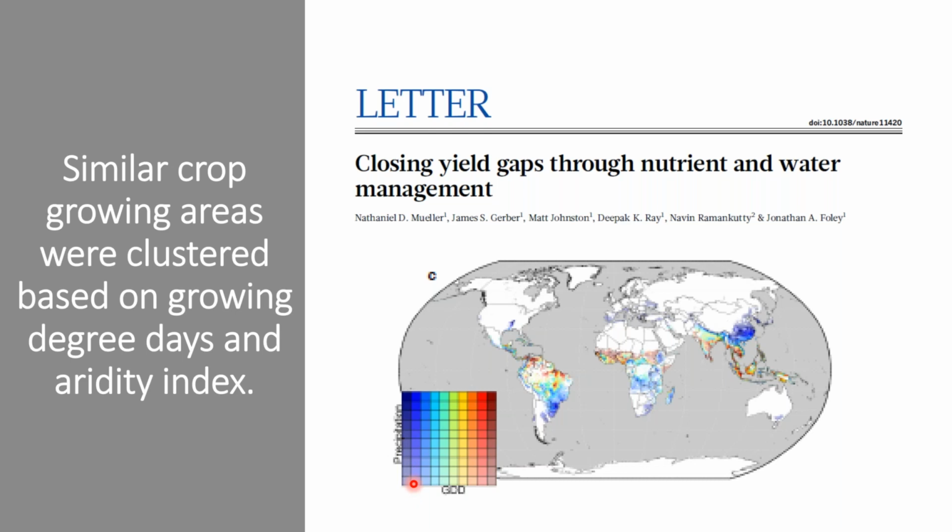And so in that way, they showed how much extra potential production, crop production, could be achieved if we're able to close those yield gaps. Well, we did something similar, but instead of precipitation, we used the aridity index, which is a function of both precipitation and potential evapotranspiration.